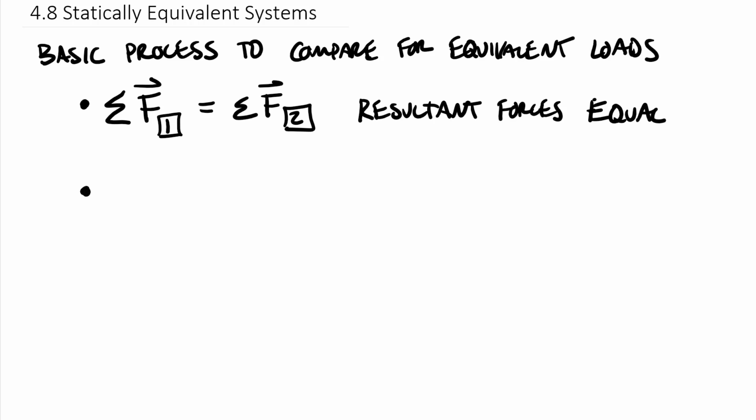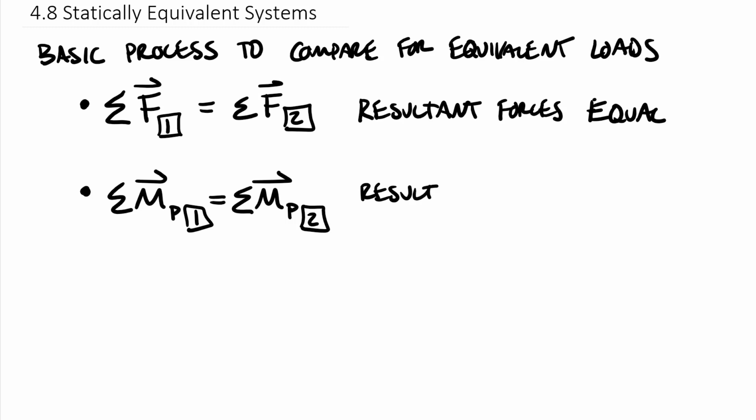And you're probably, if you didn't get that already, you're like, oh, if the resultant forces must be equal, also the resultant moments must be equal. Now we do need to select the same point. Okay, so I'm going to put a moment about point P for system 1 is equal to the moment about point P for system 2. I do need to squeeze in here a summation sign, a large sigma. So that's basically saying that the resultant moments are equal about the same point.